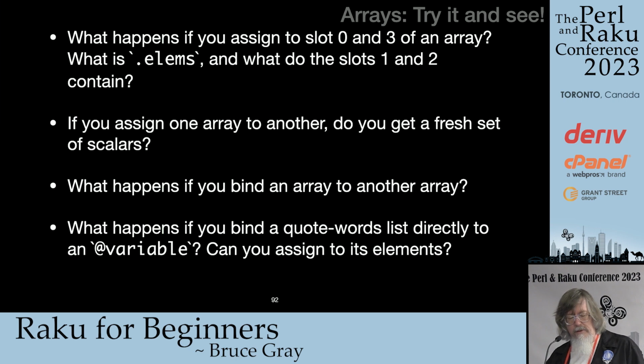Okay, I only do the first two. What happens if you assign to slot 0 and 3 in an array? How many elements do you have? And what's in slot 1 and 2? I think I already spoke of that, but if someone wants to try it, that's cool. And if you assign one array to another, do you get a fresh set of scalars?